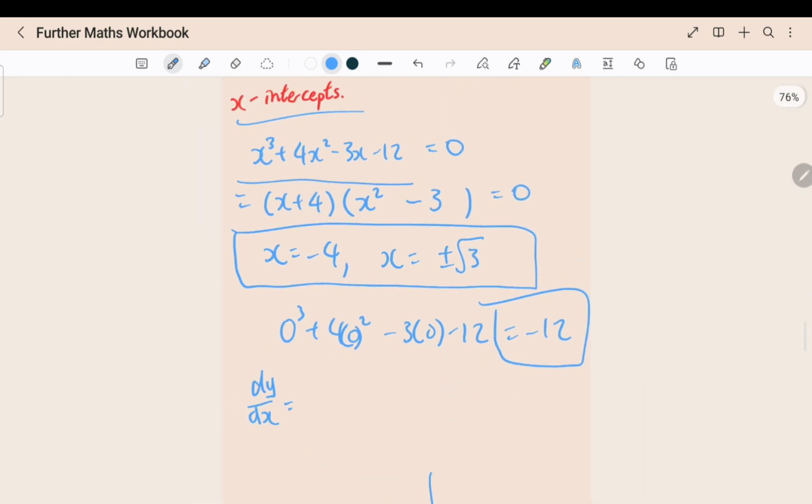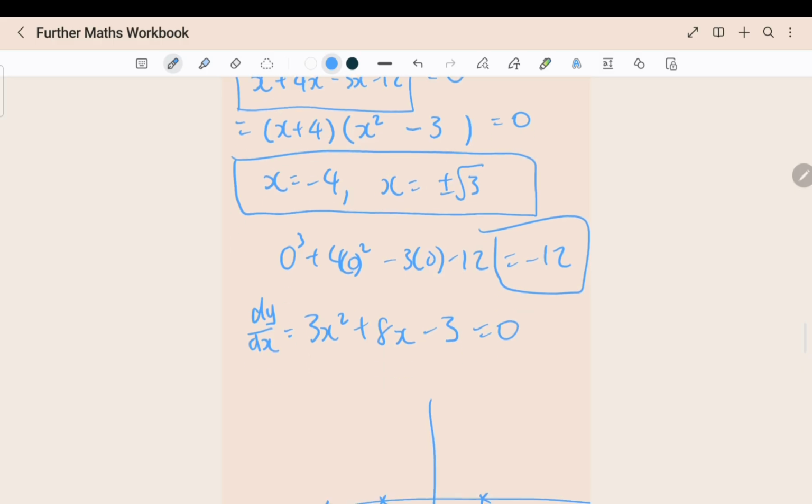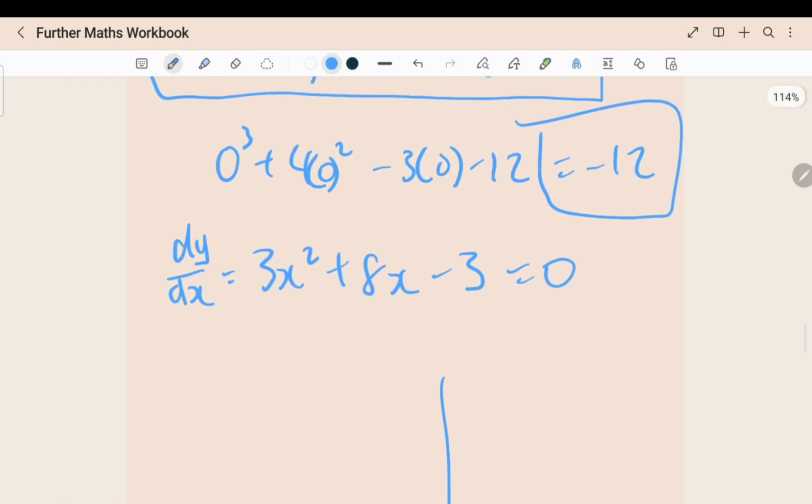So the cubic is up here. I can just pull the power down and then reduce the power by 1 to get this. Set that equal to 0, and I need to solve for x. So here, I'm just going to use the quadratic formula. I get negative 8 plus or minus the square root of 64 minus 4ac, but in this case, because I have minus, it's going to be a plus.